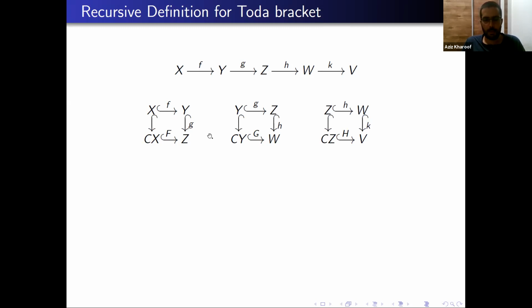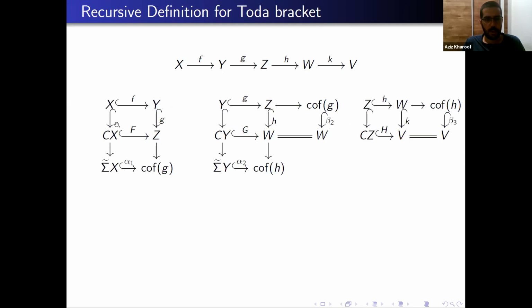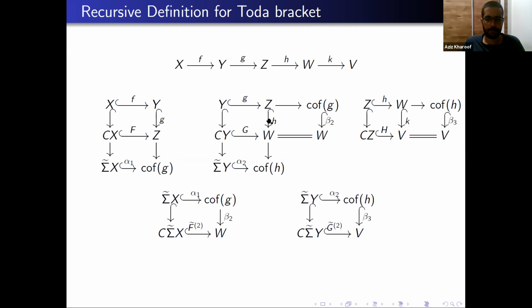It has the meaning of the homotopy cofiber. So I need the alpha of the first square, alpha and beta of the second square, and the beta of the third one. Then if I compose this one with this, I get the Toda bracket of the first 3 maps, the ordinary Toda. And if I compose this with this, I get the Toda bracket of these 3 maps.